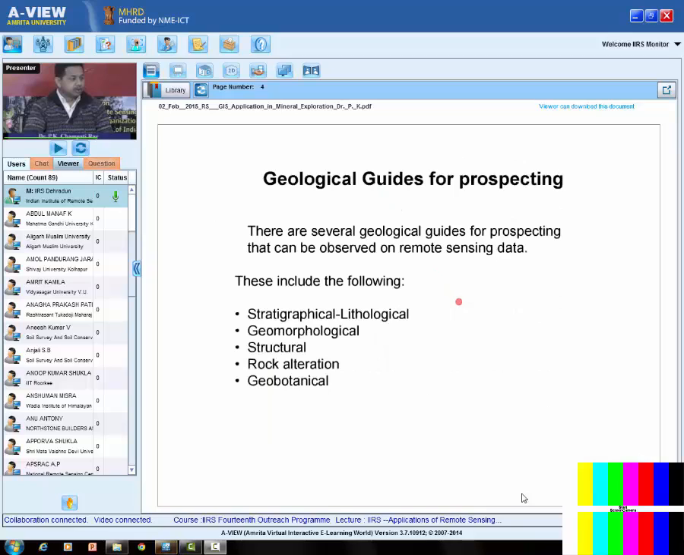And we will see mainly the traditional guides of mineral exploration are the stratigraphic or the lithological guides, geomorphological guides, structural guides, rock alteration, and geobotanical guides. Now, all these guides help in mineral exploration, and remote sensing indirectly helps to establish the stratigraphy or the lithological distribution of different rocks. And similarly, geomorphology, structure, rock alteration, and geobotanical anomalies can be determined.